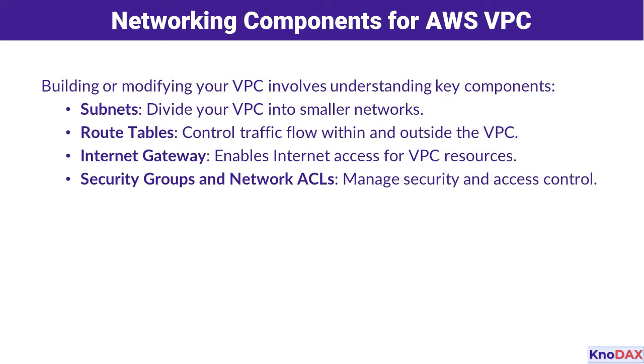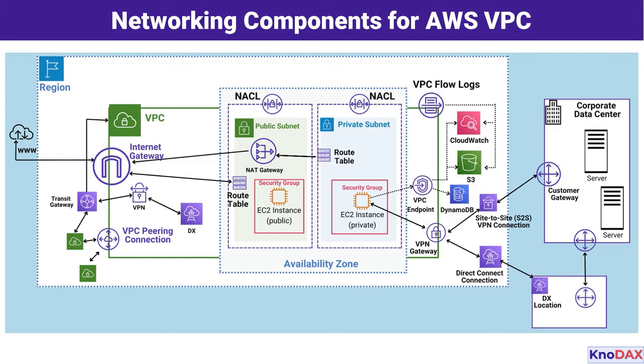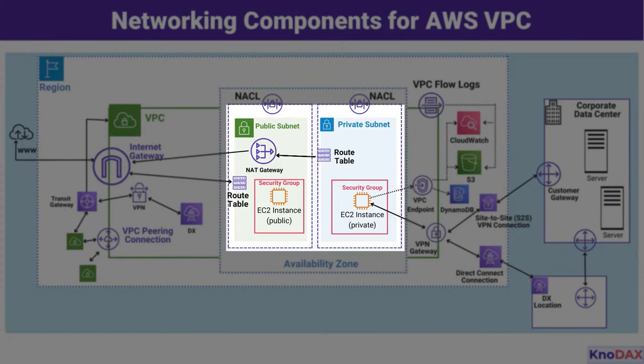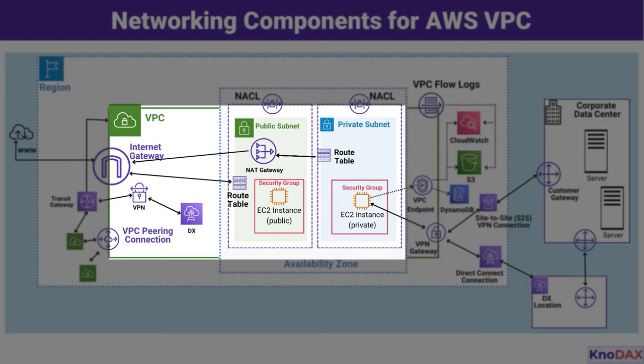Understanding and configuring these components is essential for creating secure, efficient, and scalable cloud networks within AWS. This is a typical AWS networking architecture diagram. You can notice main VPC components such as subnets, route tables, and Internet Gateway and their relationship.